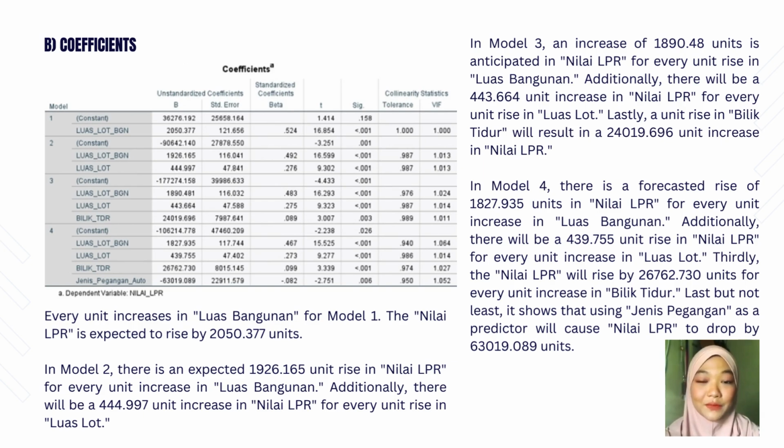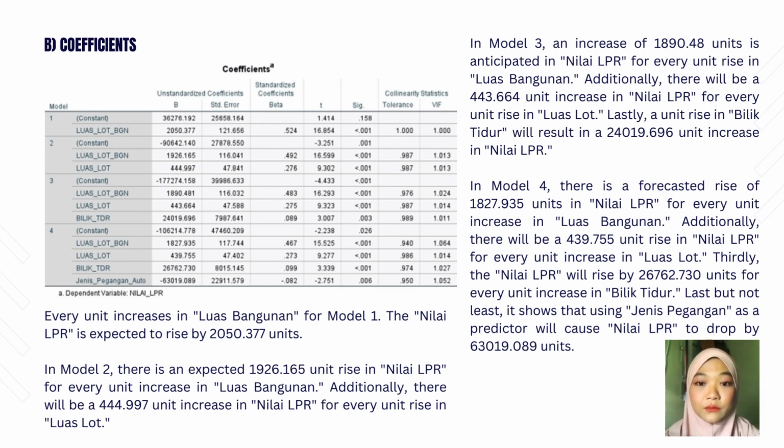Next is the coefficients. For every unit increase in luas bangunan in Model 1, the nilai LPR is expected to rise by 2050.377 units. In Model 2, there is an expected 1926.165 unit rise in nilai LPR for every unit increase in luas bangunan. Additionally, there will be a 444.997 unit increase in nilai LPR for every unit rise in luas lot. In Model 3, an increase of 1890.48 units is anticipated in nilai LPR for every unit rise in luas bangunan.